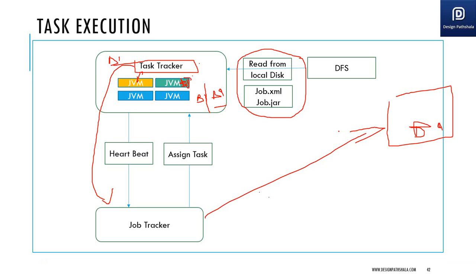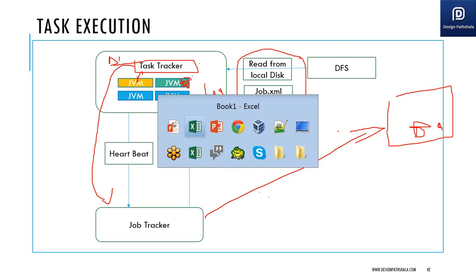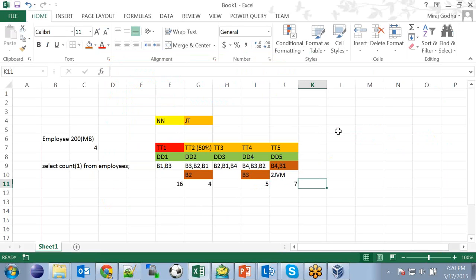If you go back to the previous spreadsheet, my question is: if two users are logged in at the same time and running their own jobs, the same query, let's say select count one from employees, and the job tracker assigned those two users into DD5. So now I have block 4 and block 1 running 2 JVMs for the first user. Would I be running another 2 JVMs for the second user? So it would be 4 JVMs running on that node?